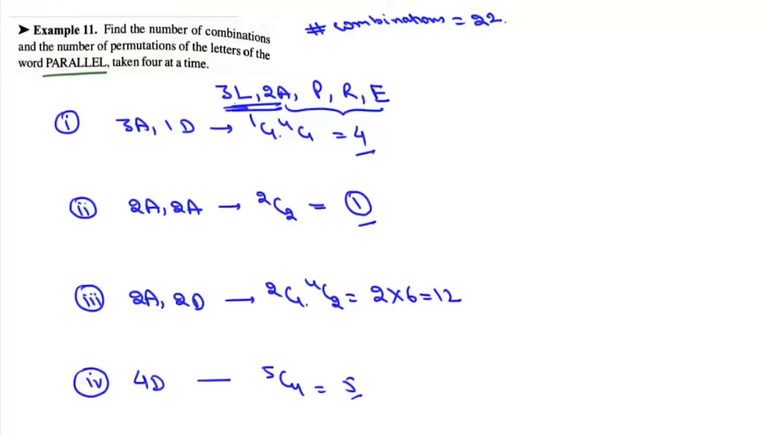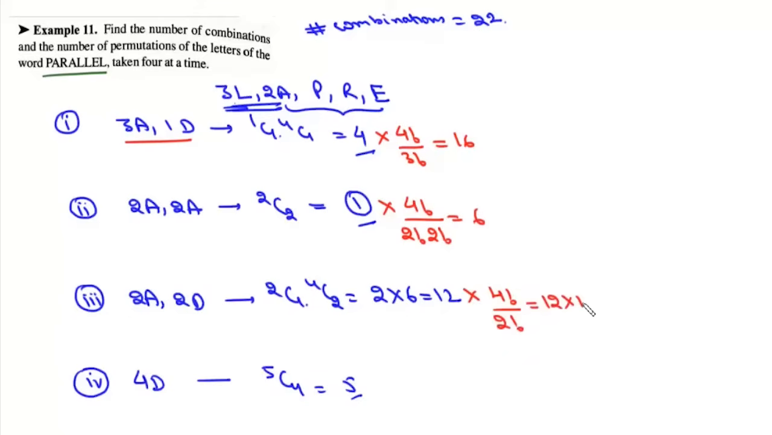Now if we need to find its permutations also, here we have 3 alike and 1 distinct, so now we need to arrange them also. We can arrange them in factorial 4 divided by factorial 3 ways, so there will be 16 ways. Now here we have 2 alike and 2 alike, so factorial 4 divided by factorial 2 factorial 2, and there will be 6. Now here will be 12 times factorial 4 divided by factorial 2, which is 12 into 12, that is 144, and here it will be 5 into factorial 4, which is 5 into 24, and that is 120.